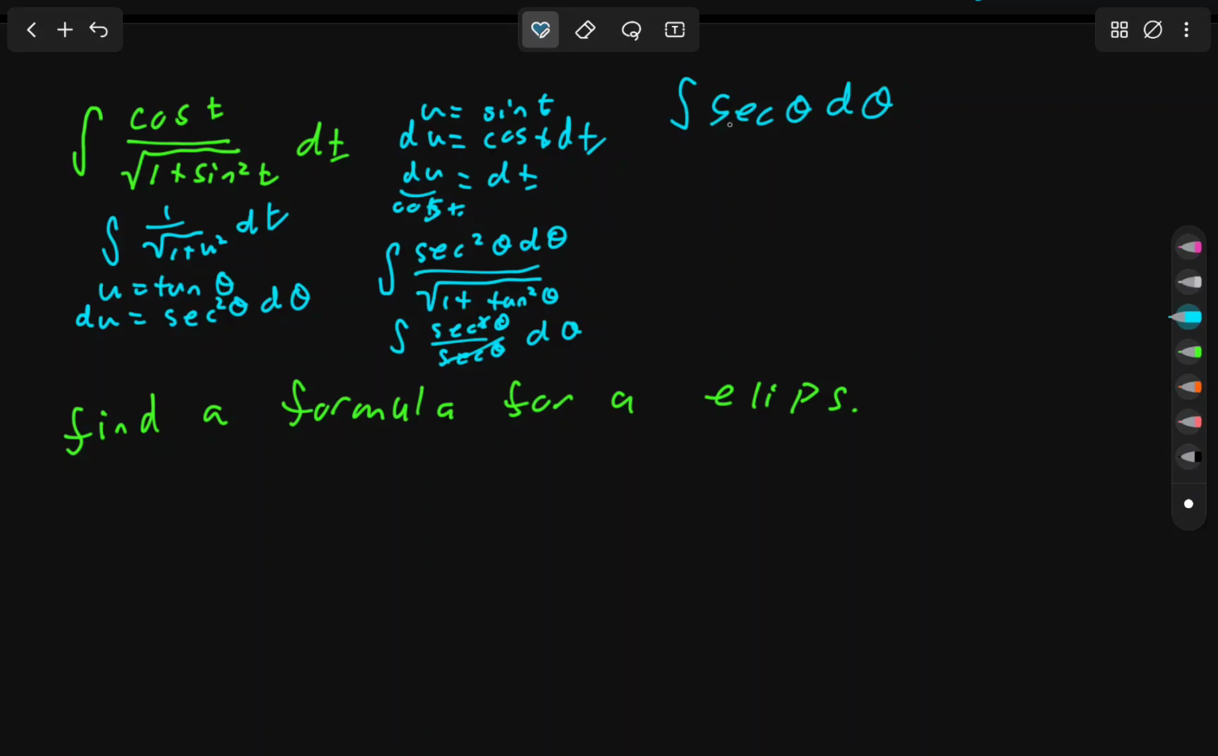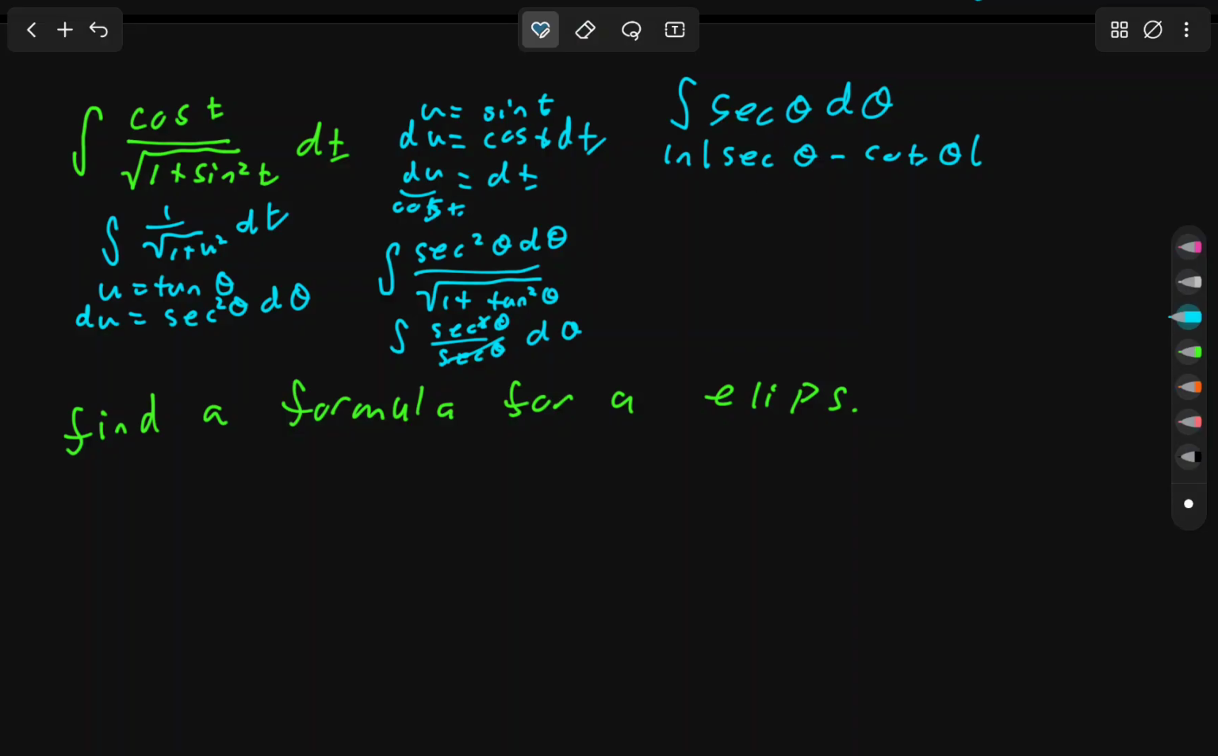Now that we have arrived at the integral of secant of theta d theta, what is the integral of secant? Well, interestingly enough, it does have a computable integral. The integral of secant is going to be the natural log of the absolute value of secant of theta plus tangent of theta.